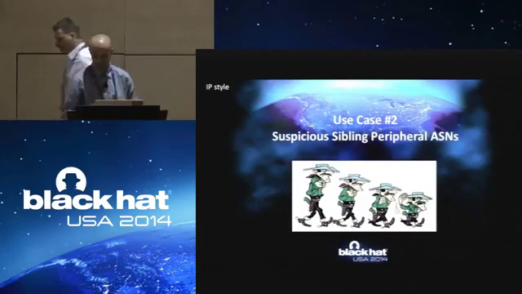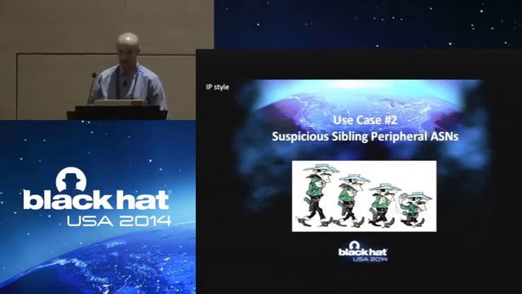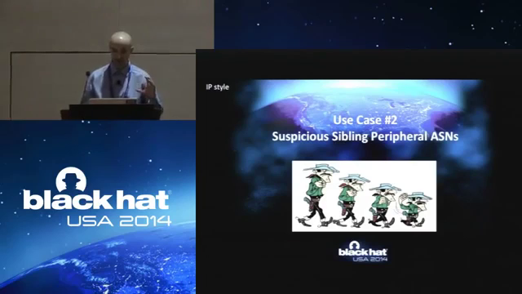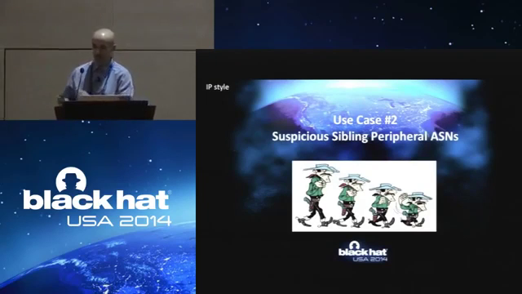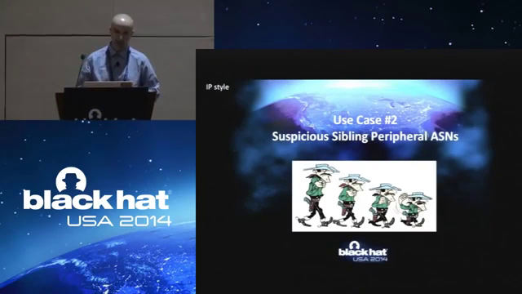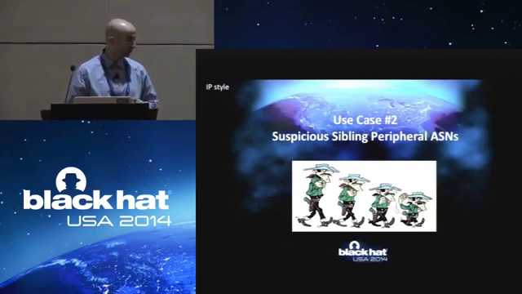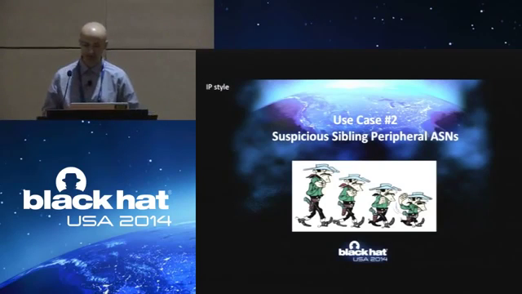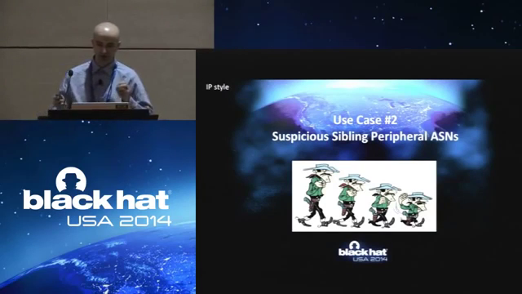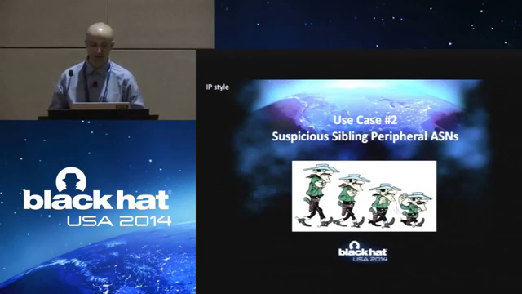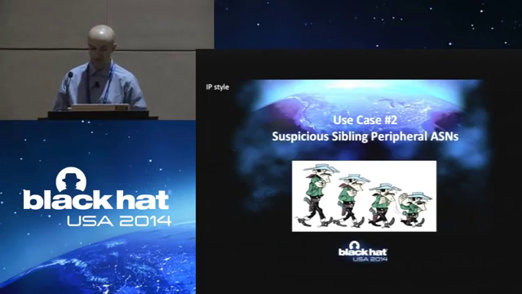All right, thanks guys. So this was a very interesting perspective of the internet from a data visualization and also a network engineering perspective. But now, how can we use that for catching maliciousness? For that, we introduced the concept of sibling peripheral ASNs, and we look for suspicious ones. And we'll share with you a case here.